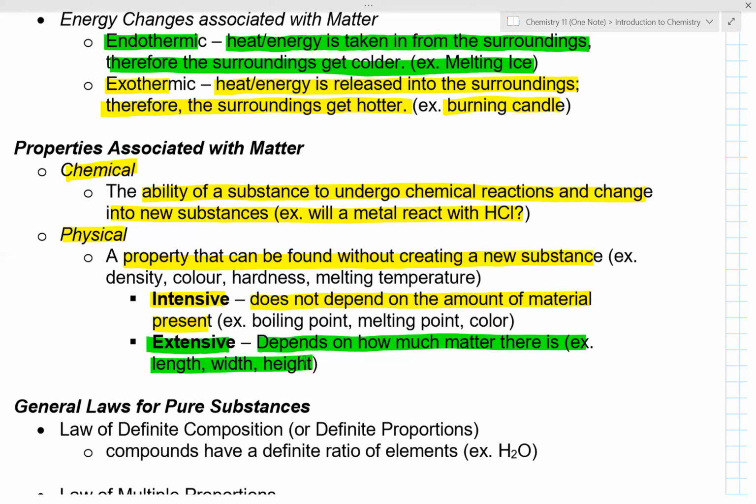So in the case of water, water will boil at 100 degrees Celsius. It will freeze at 0 degrees Celsius. That will never change, okay? Extensive would be, how much does a cup of water weigh? How much does a tub of water weigh? That will be an extensive property.